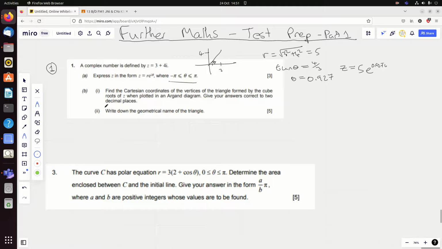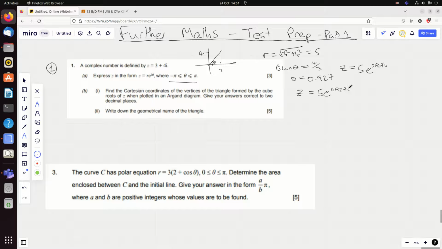Okay, B, part 1. Find the Cartesian coordinates of the vertices of a triangle formed by the cube roots of z when plotted in an Argand diagram. Give your answers correct to 2 decimal places. Okay, so this is basically cube rooting. We know z equals 5e to the 0.927i.